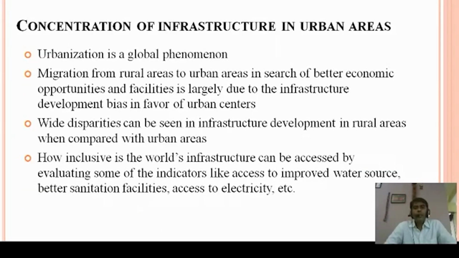Concentration of infrastructure in urban areas is another issue which we have also discussed previously. Urbanization is a global phenomenon. It is happening everywhere. But at the same time, migration from rural areas to urban areas in search of better economic opportunities, jobs, better houses, better electricity conditions and other facilities is largely due to the infrastructure development bias in favor of urban centers. So this wide gap between urban and rural infrastructure can be seen when infrastructure development in rural areas is compared with the urban areas. The bigger challenge today is how inclusive is the world infrastructure, which can be assessed by evaluating some indicators like access to improved water sources, better sanitation facilities, and access to electricity, etc.